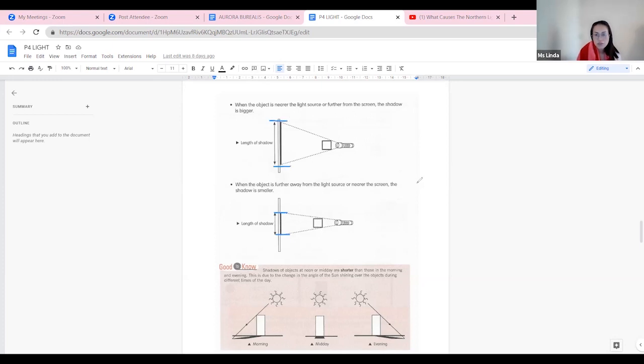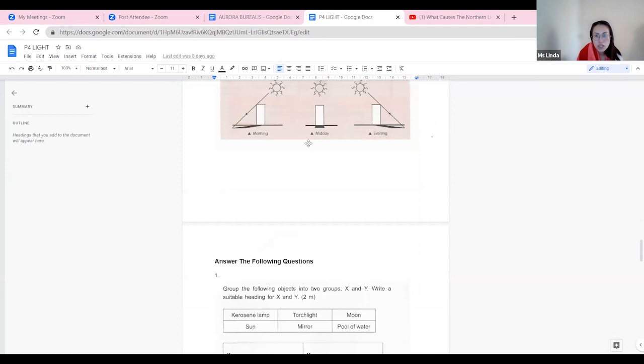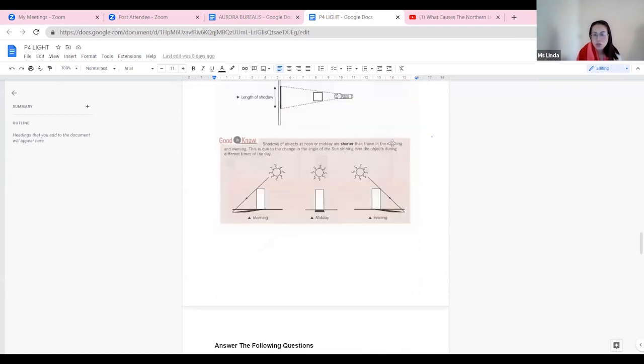All right, so next one. Okay, these are the morning, midday, and the evening. The different angles you need to know.